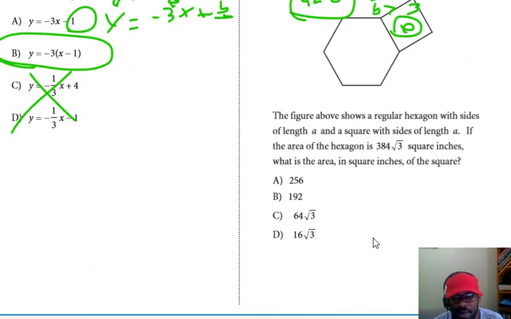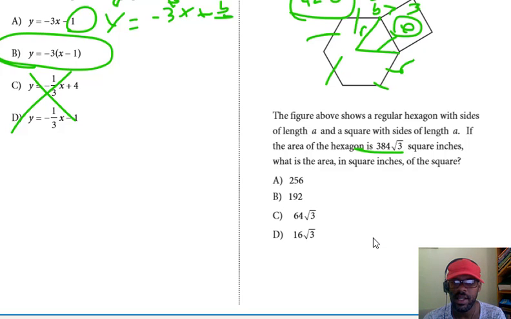13. The figure above shows a regular hexagon with side length a and a square with side length a. If the area of the hexagon is... okay, what's special about the area of a hexagon? In a hexagon the radius and the side length are equal. So the area of a hexagon, you should remember, is side squared times root 3 over 2. This is the formula to find the area of a hexagon. Keep this in your mind, or if you forget it, you can even determine it.